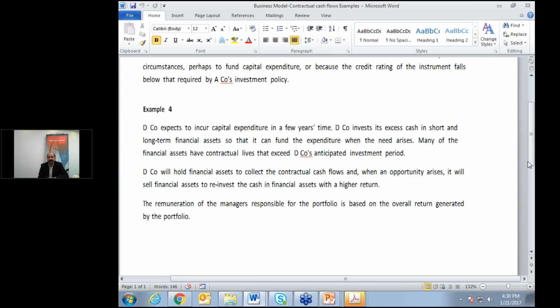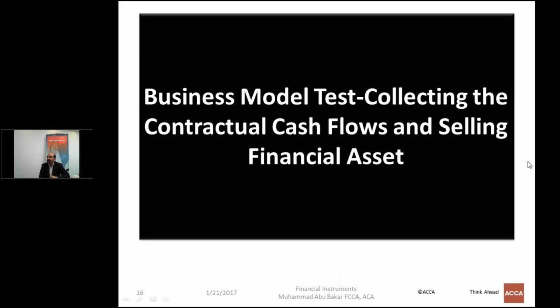Many of the financial assets have contractual lives that exceed D company's anticipated investment period. D company will hold financial assets to collect the contractual cash flows, and when an opportunity arises, it will sell financial assets to reinvest the cash in financial assets with a higher return. The remuneration of the managers responsible for the portfolio is based on the overall return generated by the portfolio. This is an example of this situation.